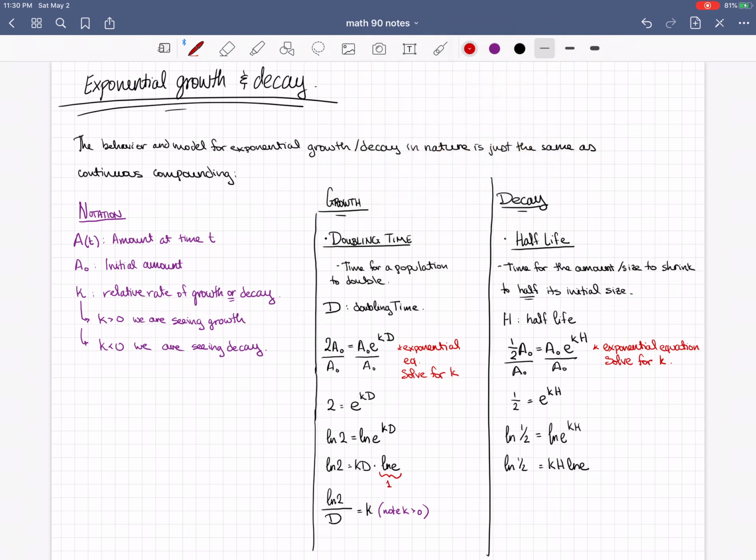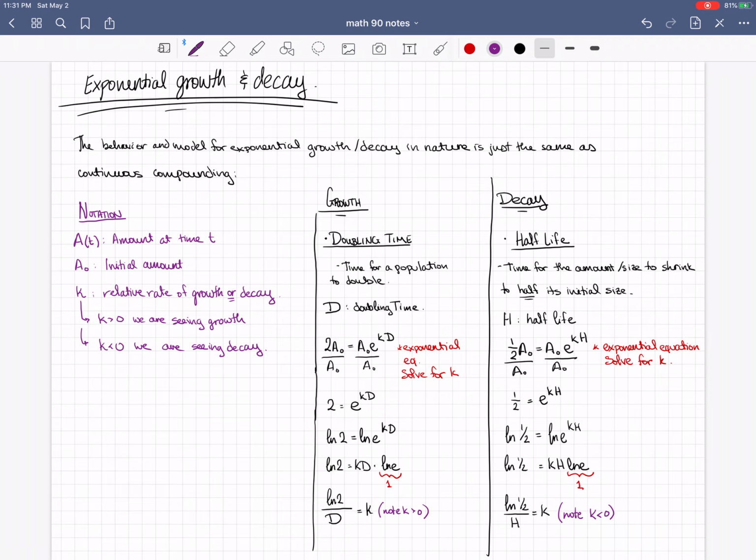And again, we've said this before, the natural log of e is 1. So since that's 1, all we need to get k by itself is divide both sides by h. So we get the natural log of 1/2 over h, and that's our k. I want to once again note that the natural log of 1/2 is a negative number. Feel free to check that for yourselves. And we see that in this case, the k is negative.